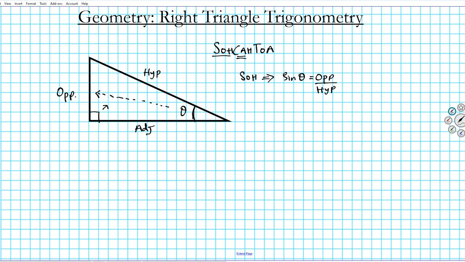And then the next ratio, CAH, tells us that C is for cosine of the reference angle, A is for adjacent over the hypotenuse. And then lastly, we have TOA. What does that mean? T is for tan. Tan of the angle theta is equal to O for opposite over A for adjacent. So these are the three trig ratios that we're going to be finding for the specified angle in the next set of problems.